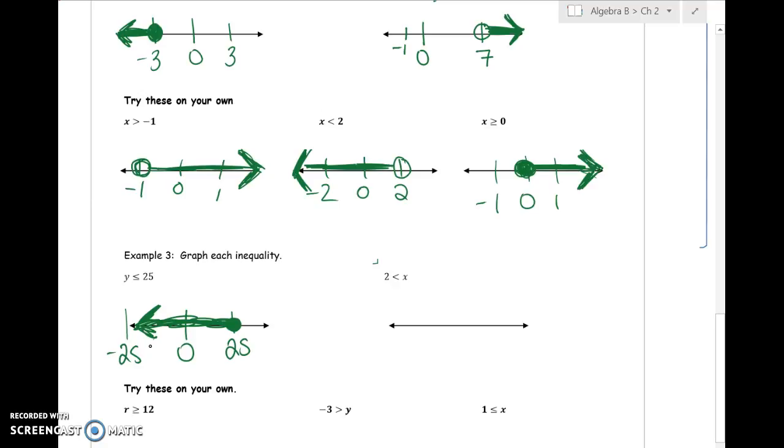Someone read the next one to us. Go ahead, Eric. 2 is less than x. How is this problem different from the other examples we've done? On the other ones, the variable is first. On this one, the number is first. Right. So when the number is written first, I want you to rewrite it with the letter first.